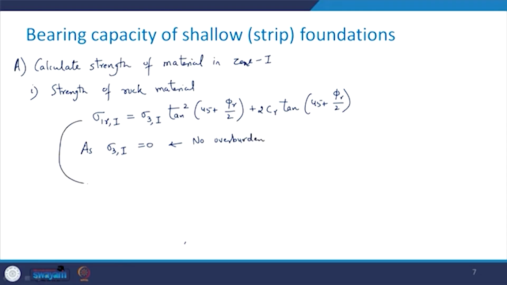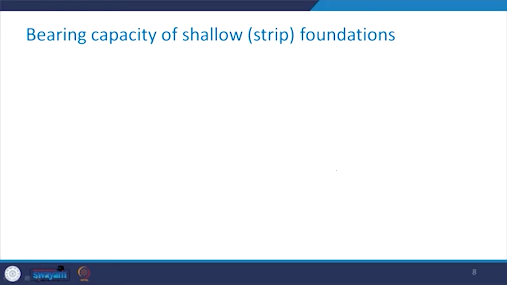So what this equation will give us is sigma 1r of zone 1 is going to be equal to 2 cr tan of (45 plus phi r upon 2). This equation I will make it as equation number 4. Now this was about the strength of the rock material. Now let us try to find out the strength along the discontinuity plane.